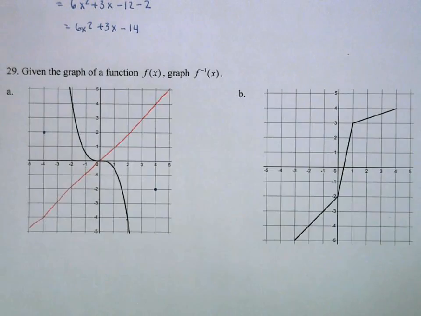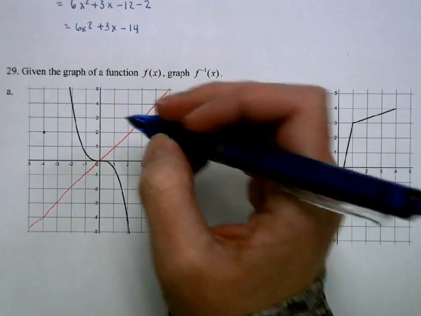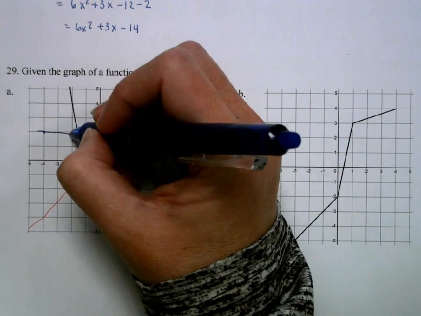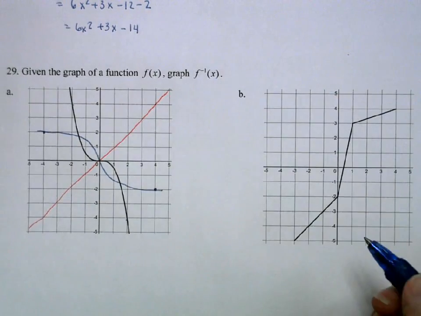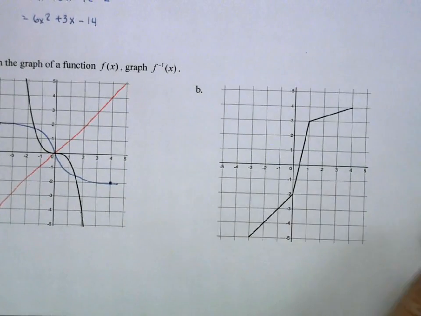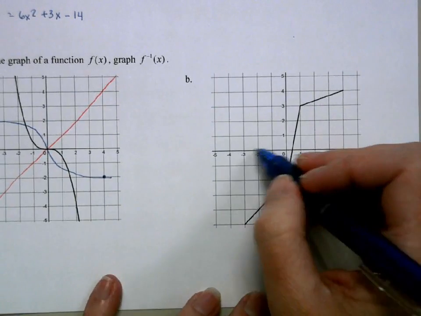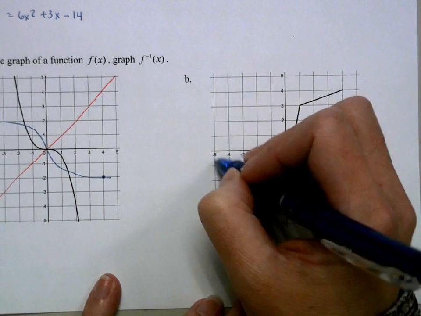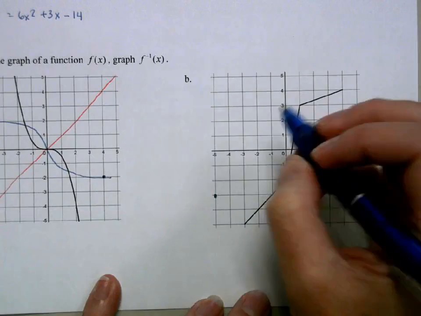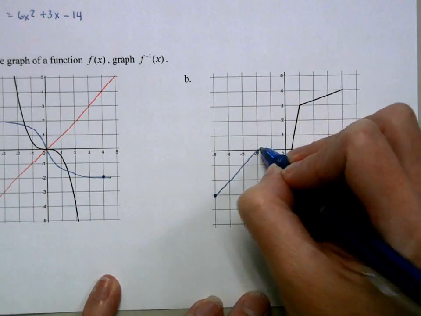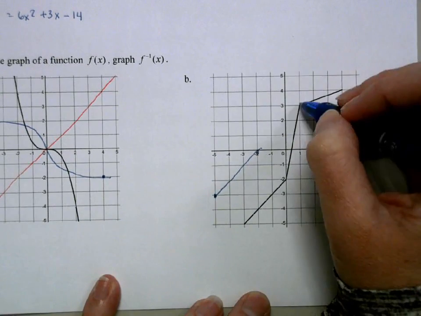Okay. And then here, I'm going to switch my x and y coordinates. So negative 3, negative 5 is going to be negative 5, negative 3. 0, negative 2 is going to be negative 2, 0. 1, 3 is going to be 3, 1. And then 4, 4 is going to be at 4, 4.